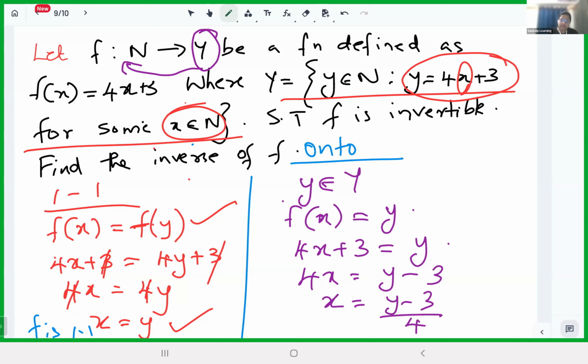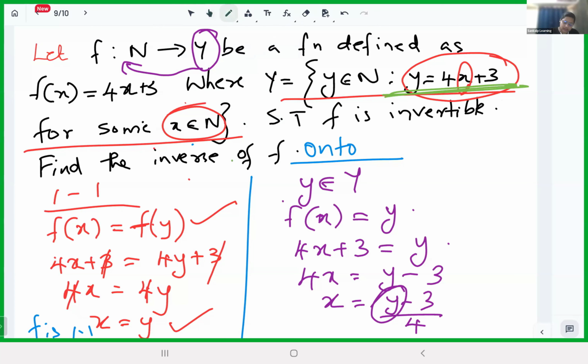So can you say that (y minus 3) by 4 belongs to the set of natural numbers? Definitely it belongs to the set of natural numbers. Why is it so? Because all the elements y are in the form of 3 added to a multiple of 4, isn't it? Here you can see that all the y are in the form of 4x plus 3.